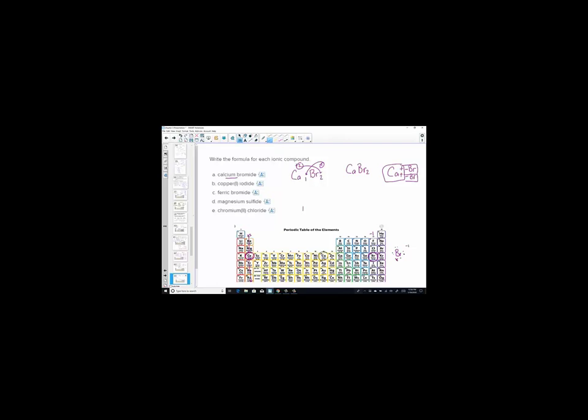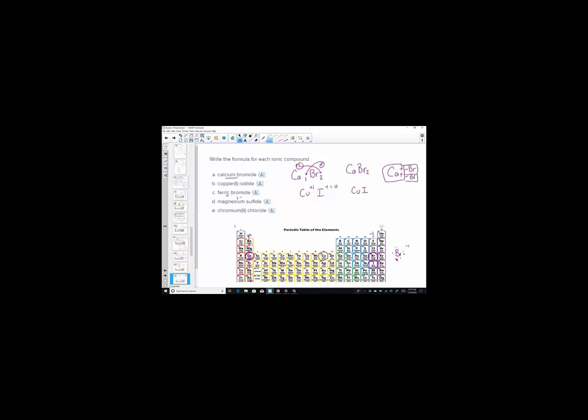How about copper 1 iodide? Elemental symbol of copper, Cu. I wouldn't know its charge based on where it lives, so I see the Roman numeral. It's a +1 charge. It's chemically bonded with iodide. I, just like bromine, it's group 7A. So I -1. Look at a +1 and a -1 is balanced. I don't need any further subscript, CuI.